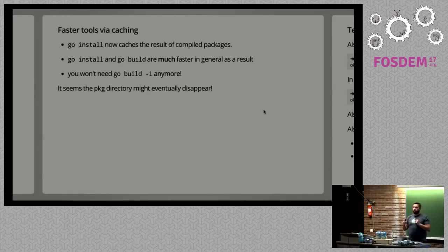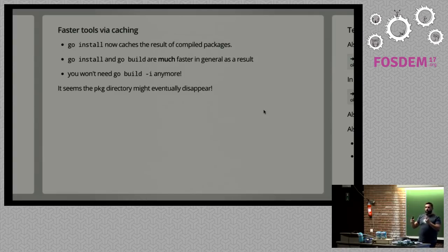So when you do go build and go install, all the binaries end up in the bin directory, and all the packages that you compile end up in the package directory. That is not true anymore. Now what happens is that those compiled packages are cached.